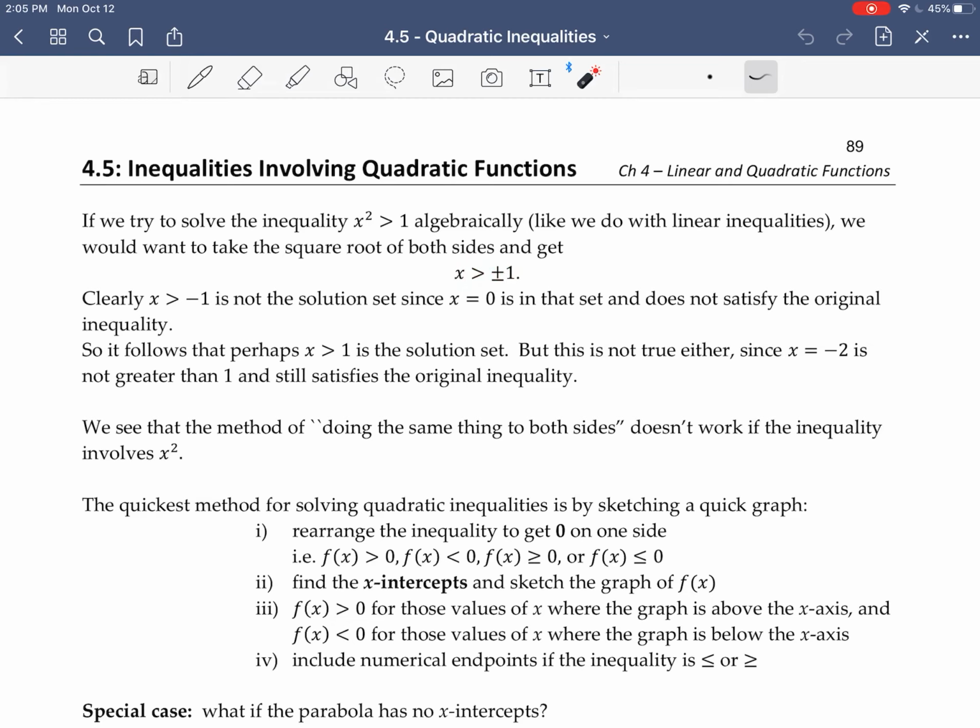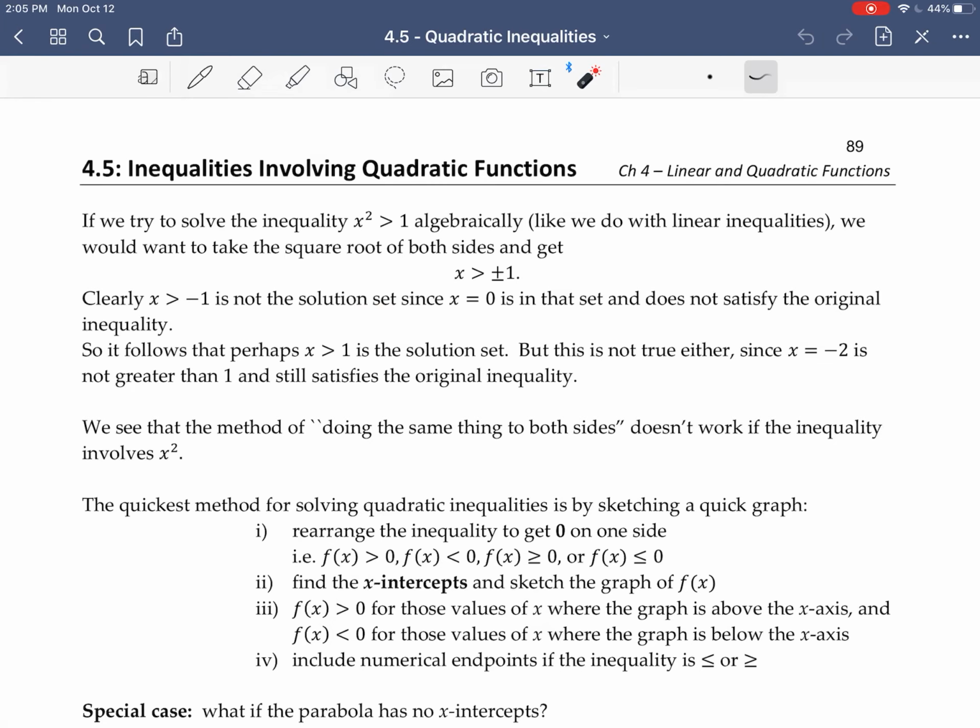Okay, what does that mean? Let's look at them individually. If we think x is bigger than negative 1, well, this can't be a solution because 0 is bigger than negative 1, but 0 squared is not bigger than 1. So this is in that set, but not a solution. Then this inequality cannot be the solution set. So maybe x bigger than 1 is the solution set.